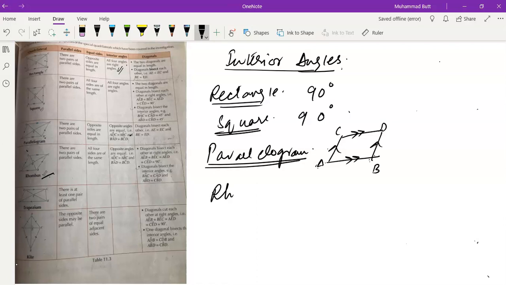And in a rhombus, all four sides are of the same length, so the opposite angles are also equal. Look at the figure. Angle ADC is equal to angle ABC.